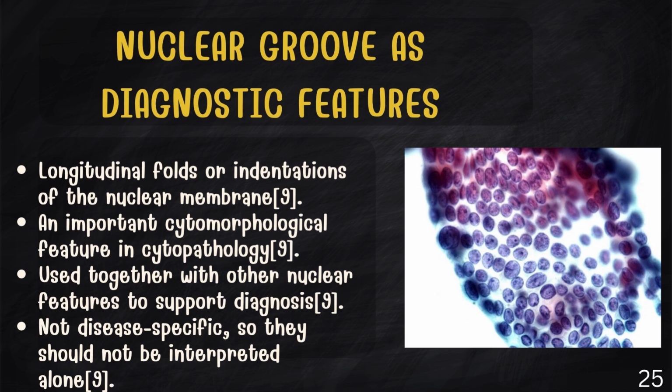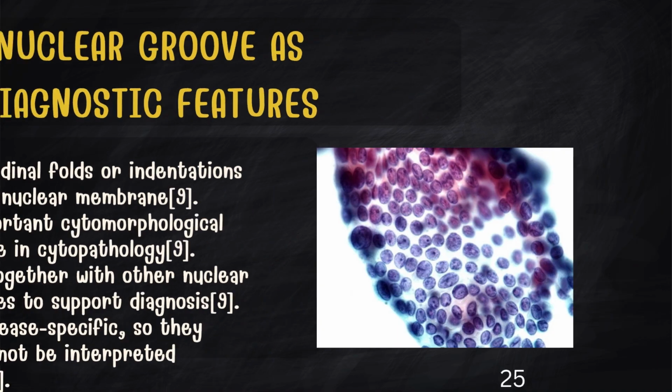However, it's important to understand that nuclear grooves are not disease-specific. This means they can be found in several different diseases, so they cannot be used alone to make a diagnosis. Instead, pathologists evaluate nuclear groove together with other nuclear features, such as nuclear enlargement, chromatin pattern, and intranuclear pseudo-inclusions. Looking at all these features together increases the accuracy of the diagnosis.